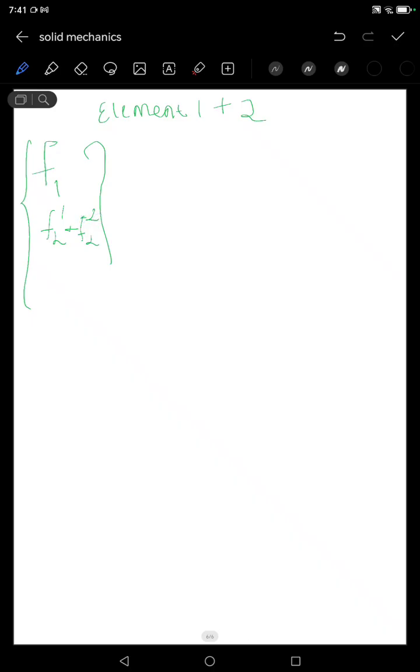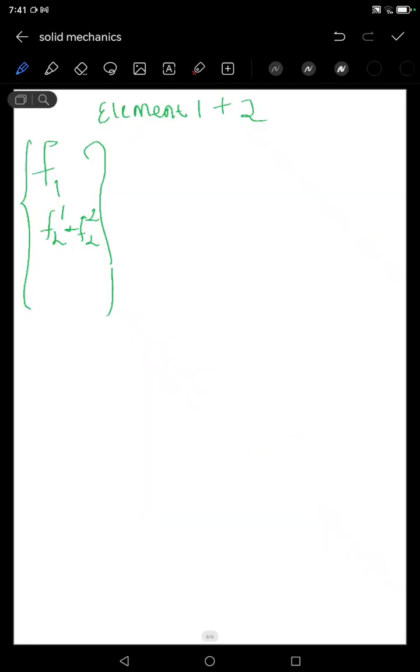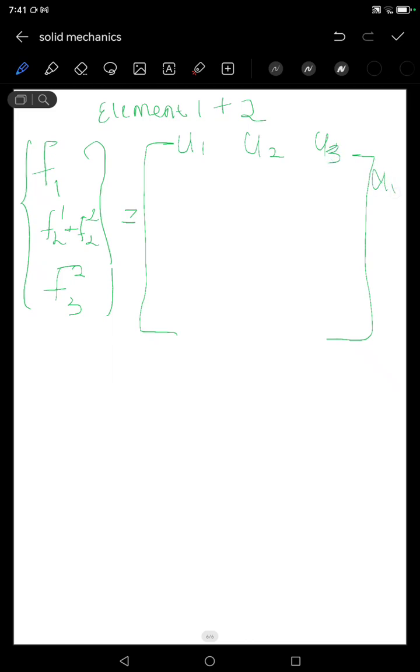Remember, we're combining 2 elements. And then now let's move forward, and we're going to add f3 plus f3. So it's going to be 0 plus f3, which gives us f3. Equals, remember, we're going to have u1, u2, u3.